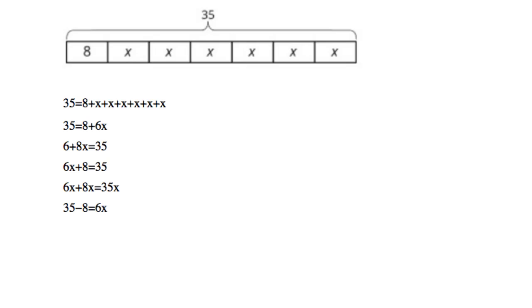So we need to select which equations work with this tape diagram. Well, the total is 35, so we need to make sure that we do have a total of 35. And then there are 1, 2, 3, 4, 5, 6 x's, and we're adding 8. So let's take a look at each one of these.